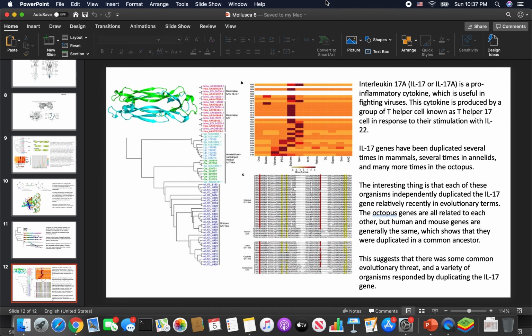So that was just a little bit on molluscan genetics, because I think it's an interesting topic. And we have one last little section here, and then we're done with the mollusks.